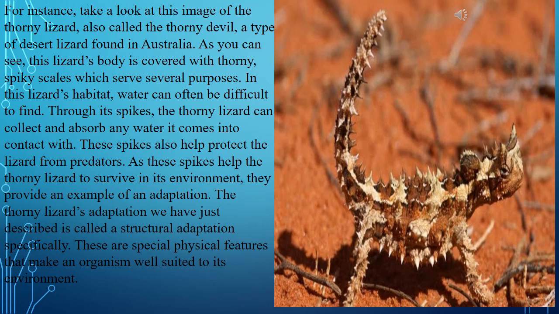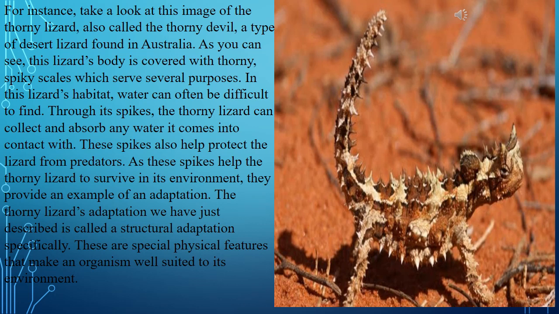For instance, take a look at this image of the thorny lizard, also called the thorny devil, a type of desert lizard found in Australia. As you can see, this lizard's body is covered with spiky scales which serve several purposes. In this lizard's habitat, water can often be difficult to find. Through its spikes, the thorny lizard can collect and absorb any water it comes into contact with. These spikes can also help protect the lizard from predators.